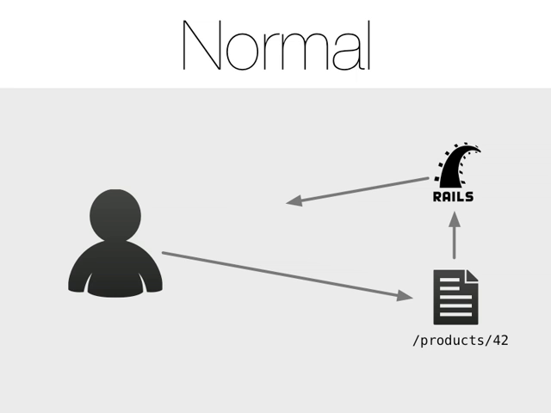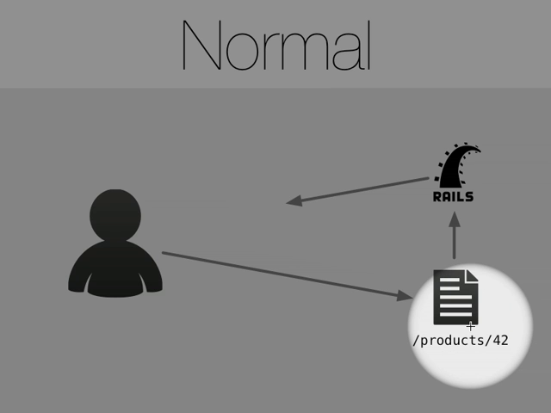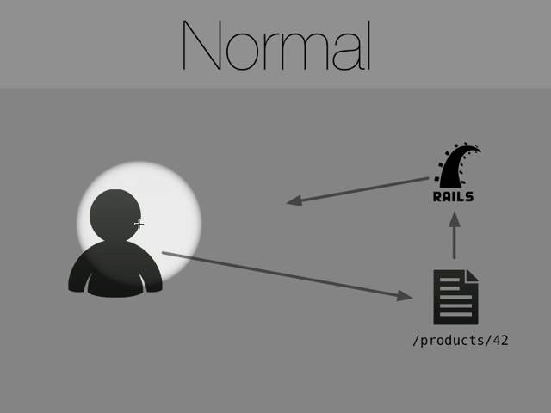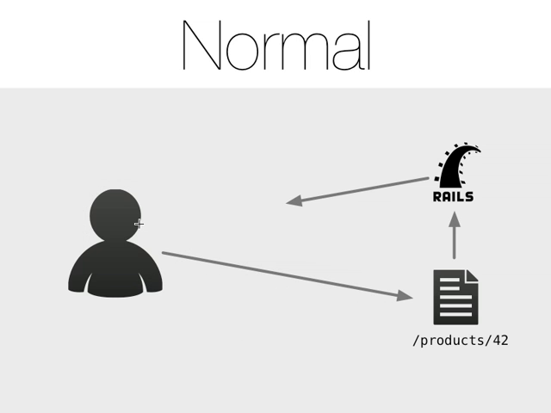So first, let's look at the theory behind caching. With a normal request, the web browser sends a request to the web server, such as product/42. The web server hands that request off to Rails, which dynamically generates the content and sends that back to the web browser. Normal requests just happen automatically that way through to Rails.